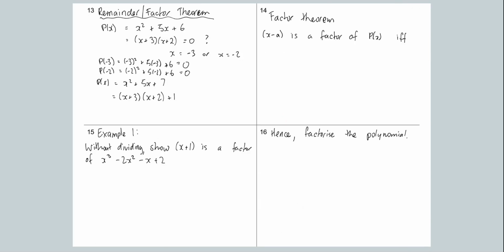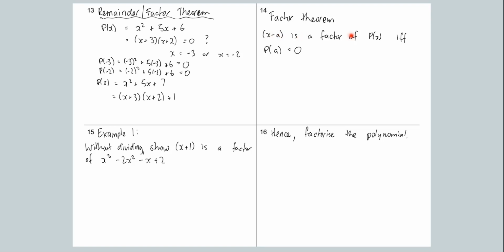Okay, I'm going to zoom out now because we're going to have a look at the first part of the factor theorem. And that is that if x minus a is a factor of p of x, then it must follow that p of a is equal to 0.